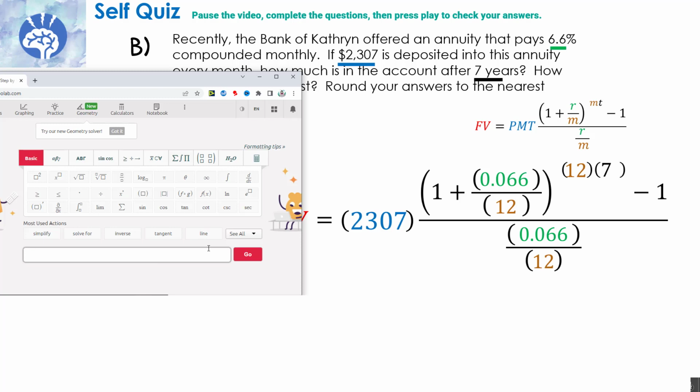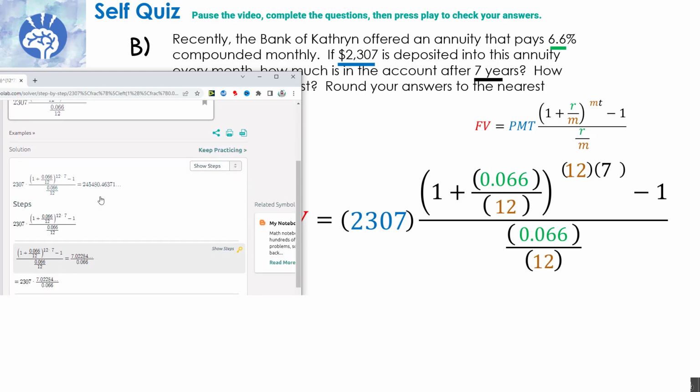All right, our payment is $2,307. We now have a fraction. In the numerator, we need a parentheses, so we're going to do 1 plus another fraction, 0.066 over 12, over arrow, the exponent is 12 times 7, over arrow, minus 1. Let's go to the denominator, and the denominator is a fraction, 0.066 over 12. And let's go.